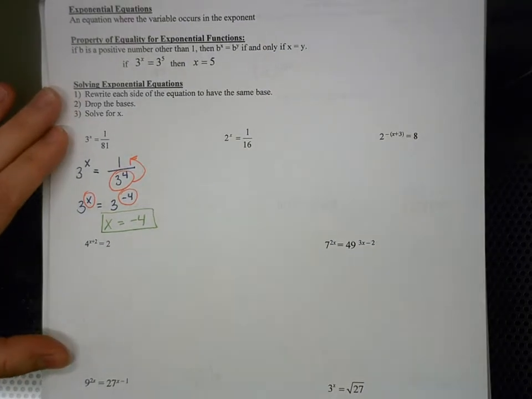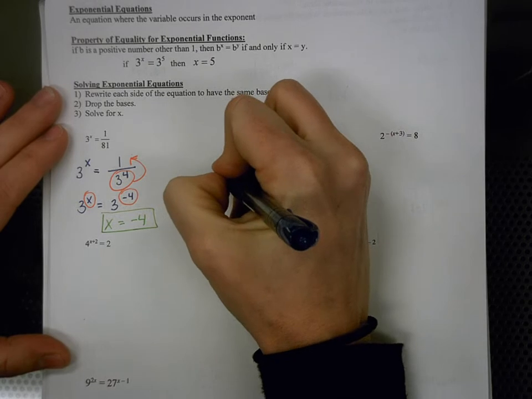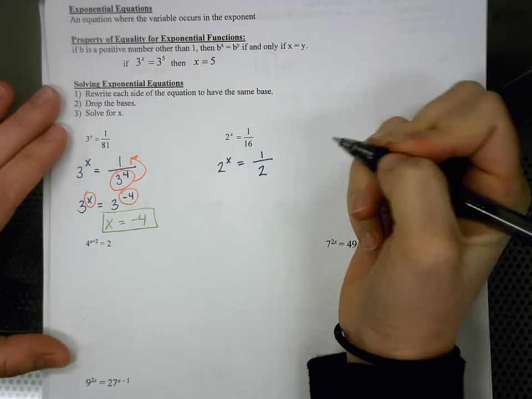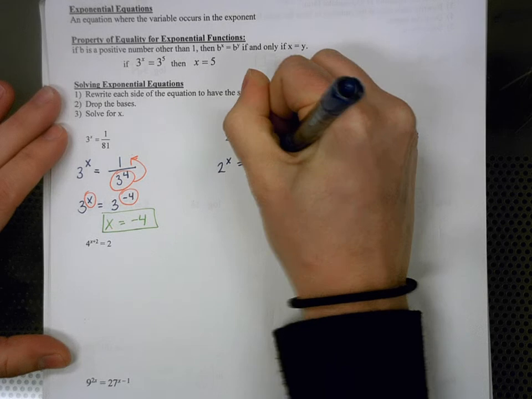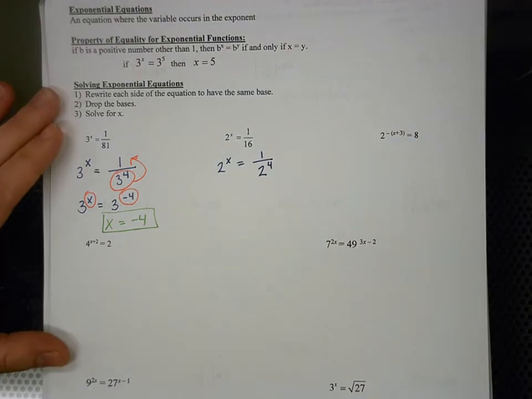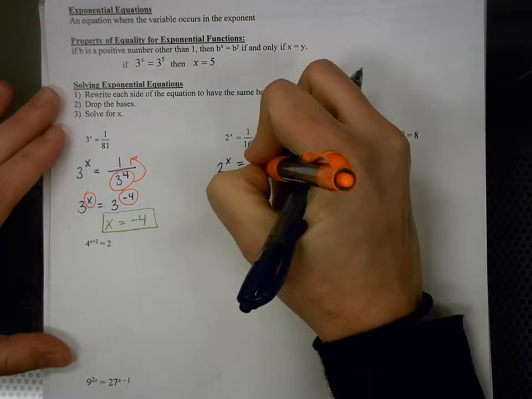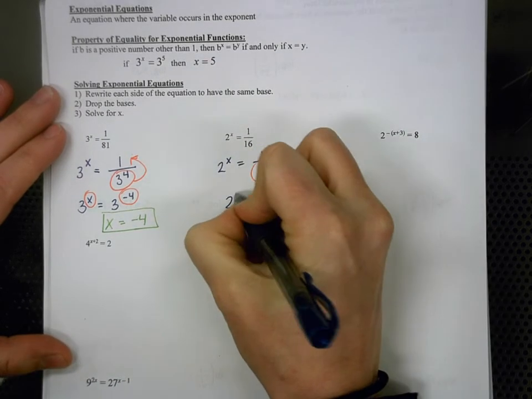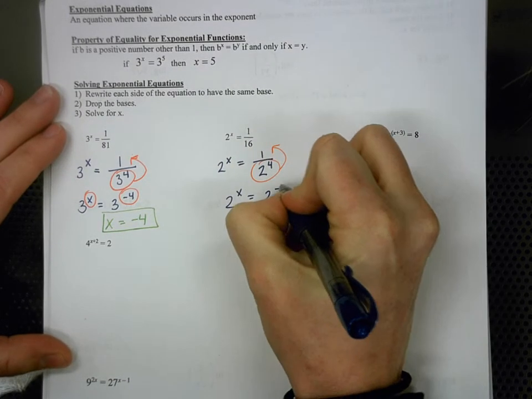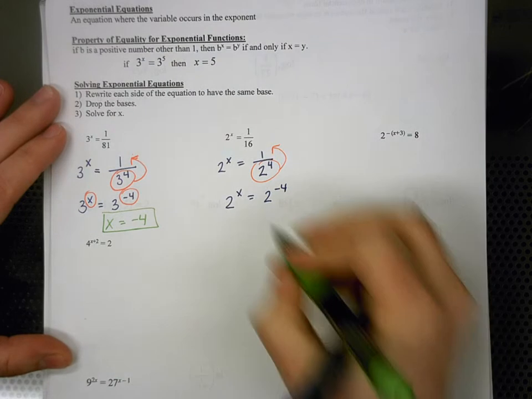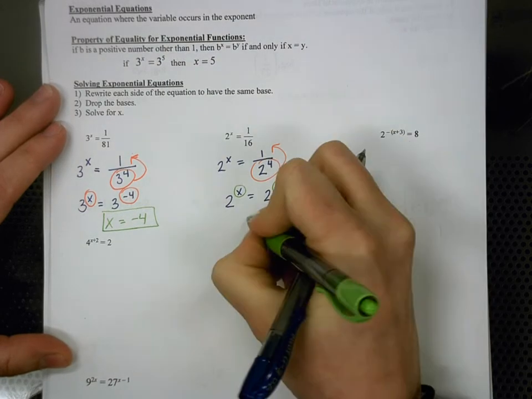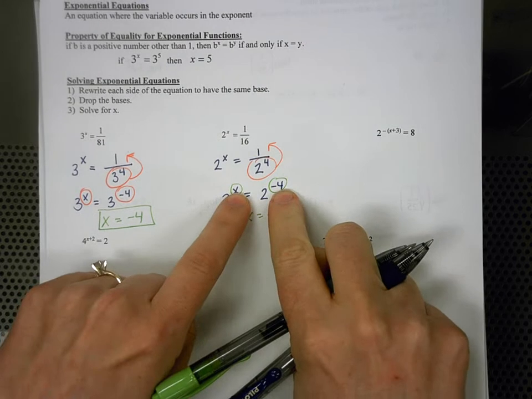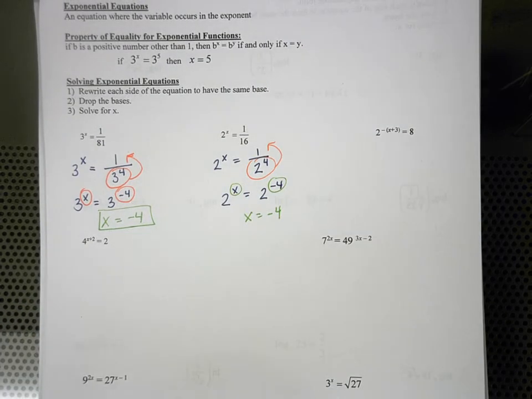Okay, let's try that again. So we're going to leave 2 to the x, but we're going to change 16 and write it as 2 to the 4th power. Again, it is a fraction, so we're going to move it across the fraction line. 2 to the x equals 2 to the negative 4th, which means x is equal to negative 4. As long as those 2's match, then their exponents are equal to each other as well.